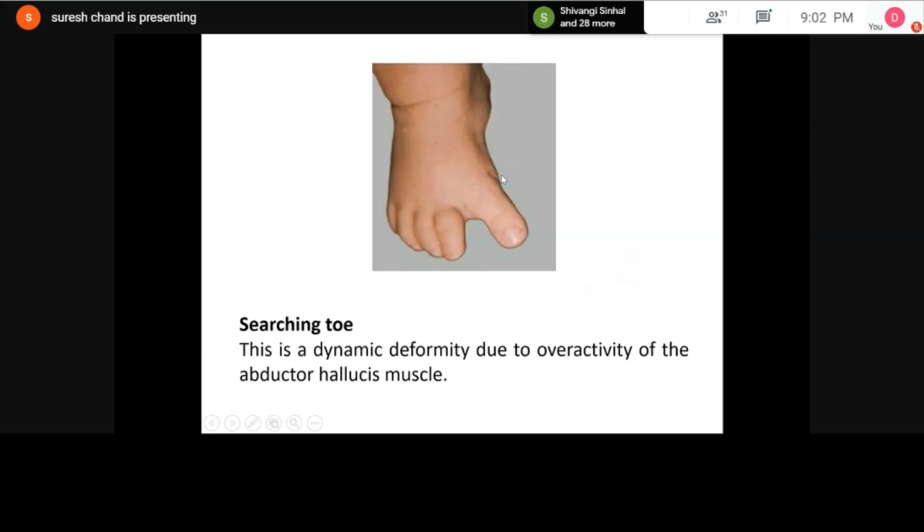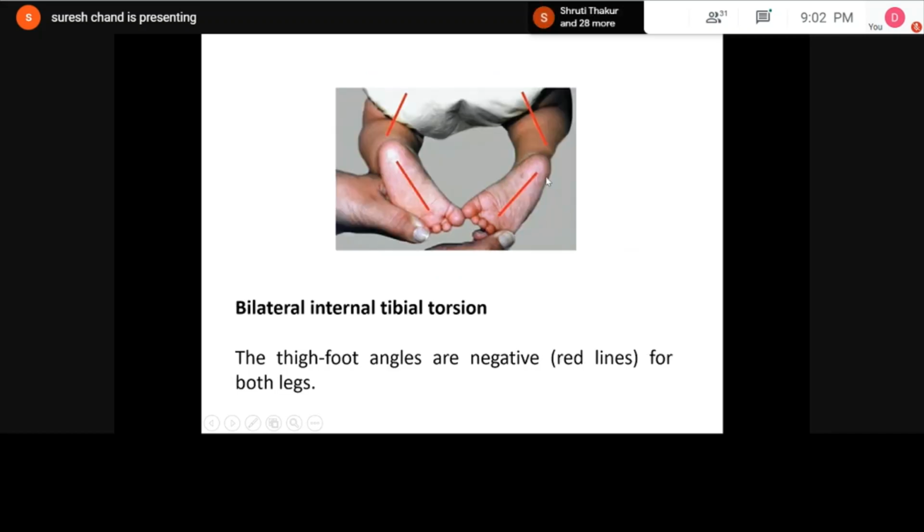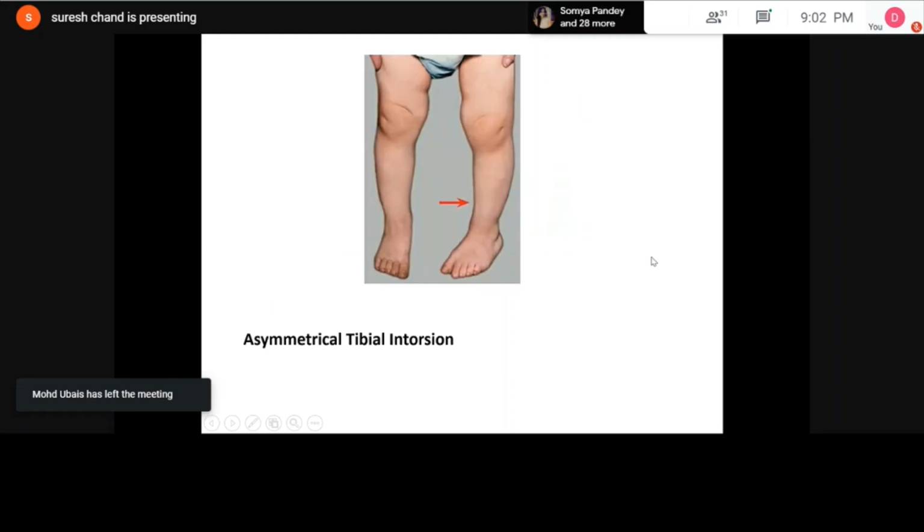This is searching toe because of abnormal dynamic deformity of adductor hallucis. This is an example of bilateral increased internal tibial torsion leading to in-toeing gait. This is asymmetrical tibial intorsion due to malunited tibial fracture leading to in-toeing on one side only.